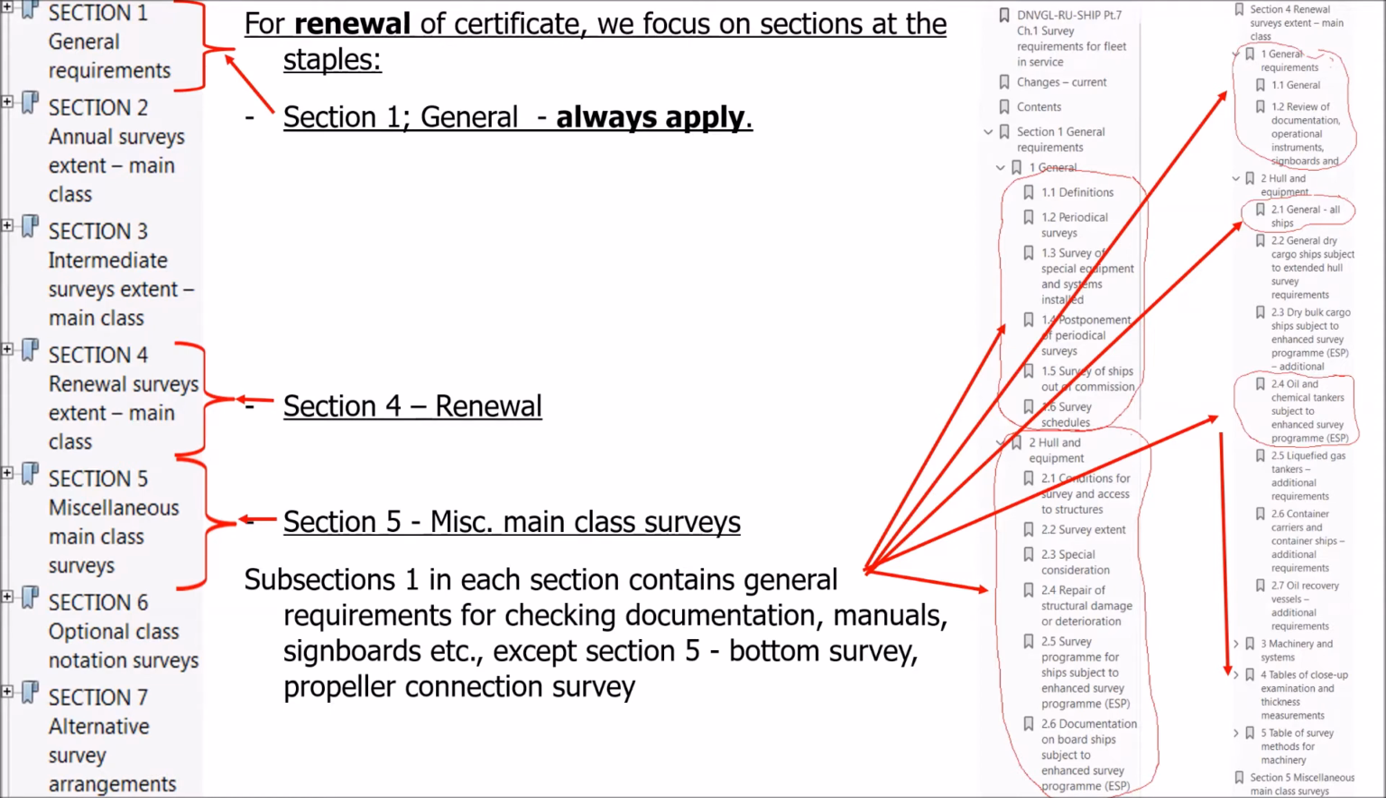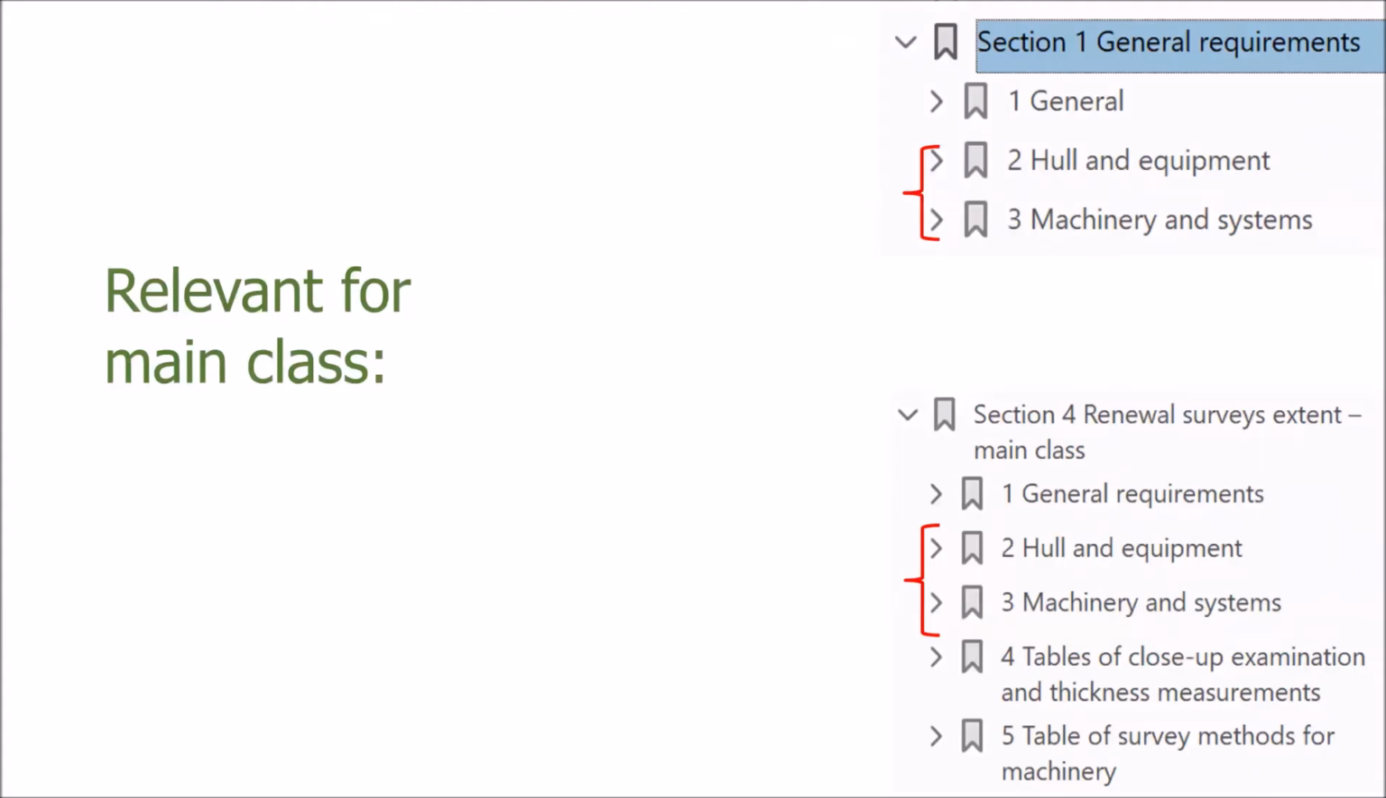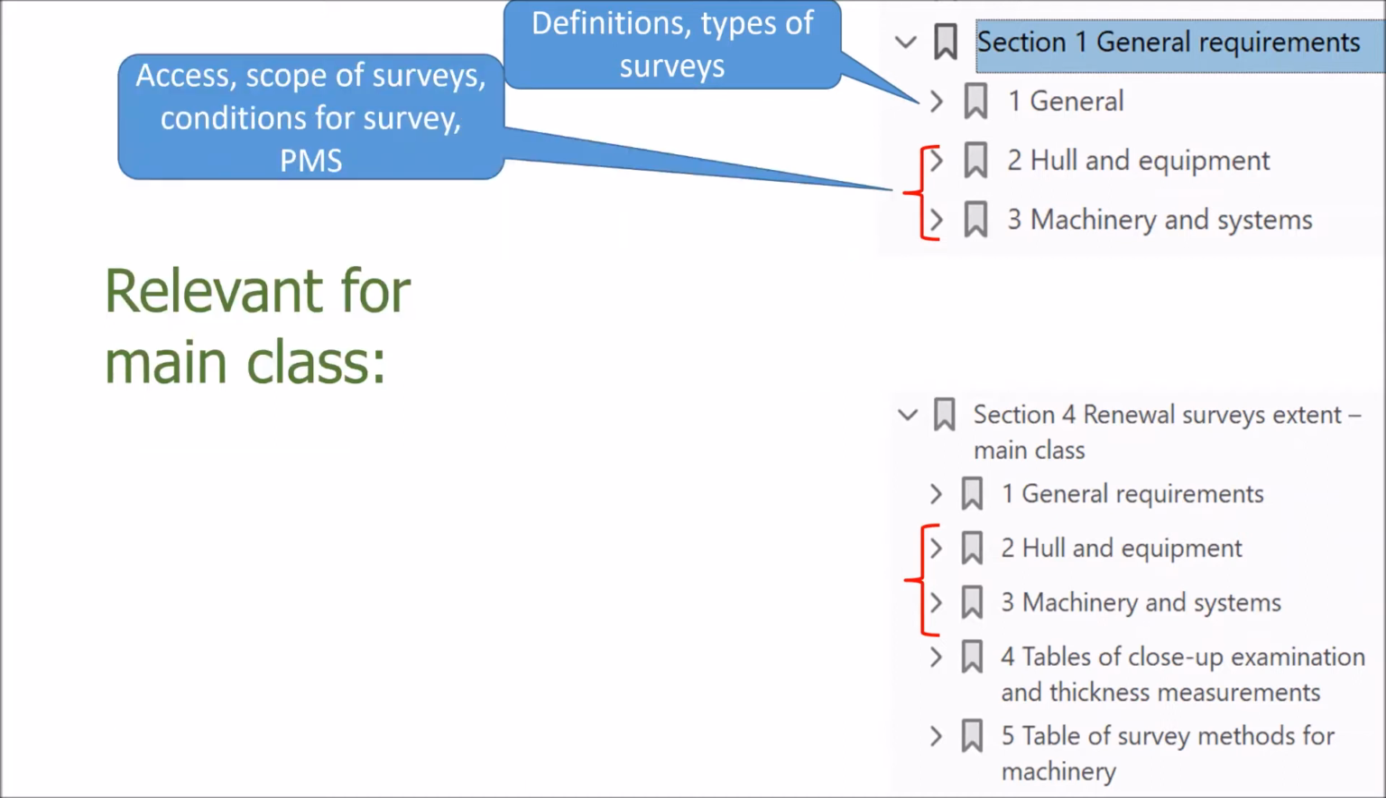You just go to what you're about to do and close your eyes to the rest and forget about it for now. Click and see what's relevant. So again, relevant for main class, one more time, both machinery and hull. First general, click it to see what's inside. And then you have also access.